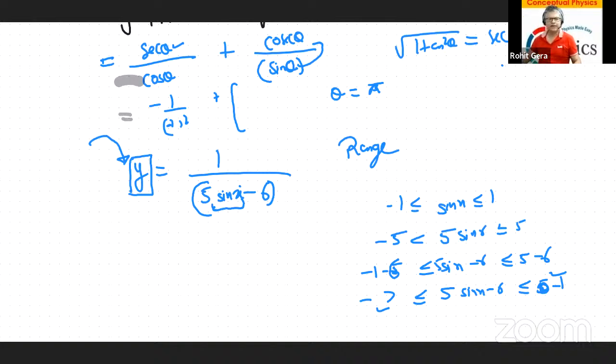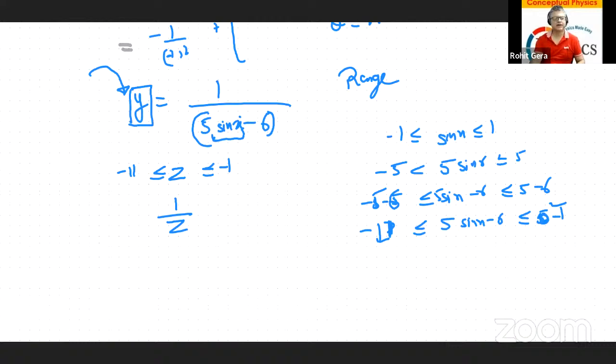Have we subtracted it correctly? Okay, let's see. This was -5, right? -11. So actually the fluctuation is between -11 and -1. So if a number z fluctuates between -1 and -11, the question is, what will be the fluctuation of 1 by z?